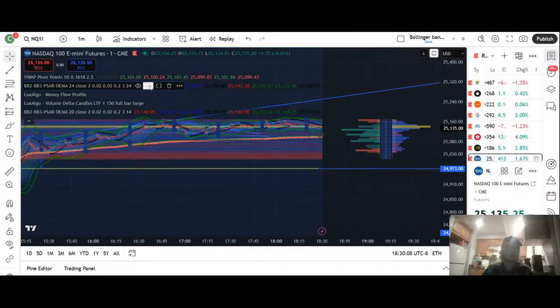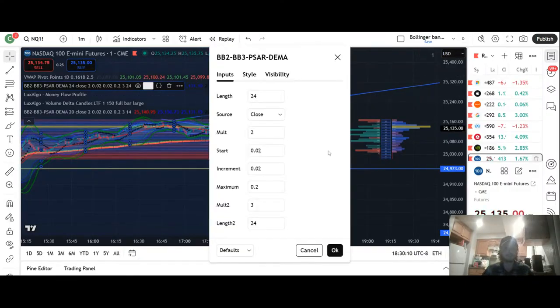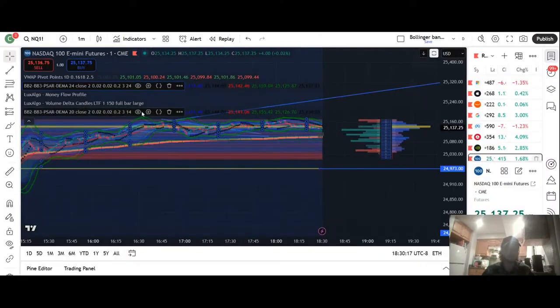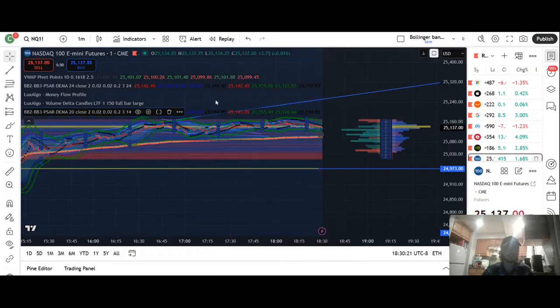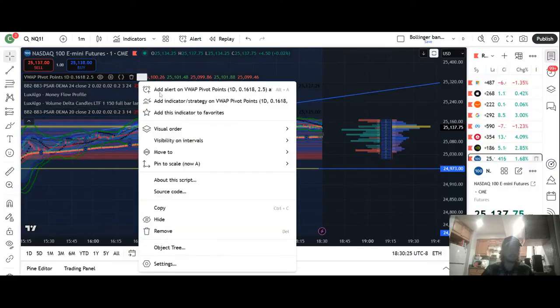Also, I'll give you guys a second here to write down all these numbers. 24, 24, we have two of them. This one is 20 because that's the normal one, 14. And then we have the pivots here.